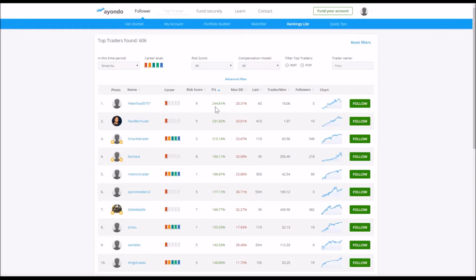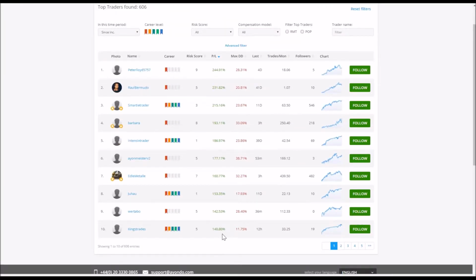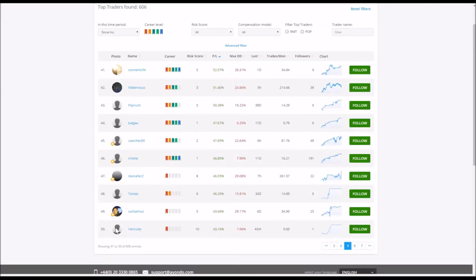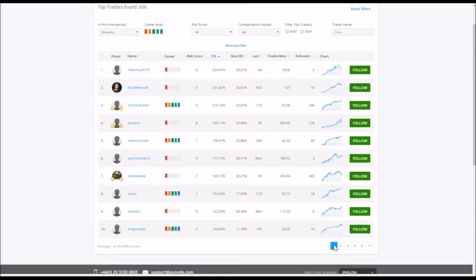Okay, so that's the return there. The second best one is Raoul Bermuda, made 231%. Smarty Trader, 215%, and so it goes on. So the 10th best performer has made 140%. If we jump forward to page 5, the 50th best performer is Hercules, who's made 43%. So we have this whole list of traders to choose from and add to our account.